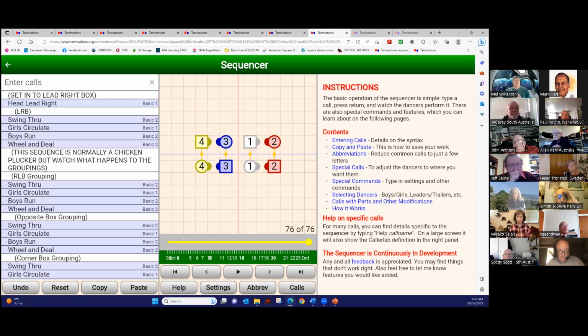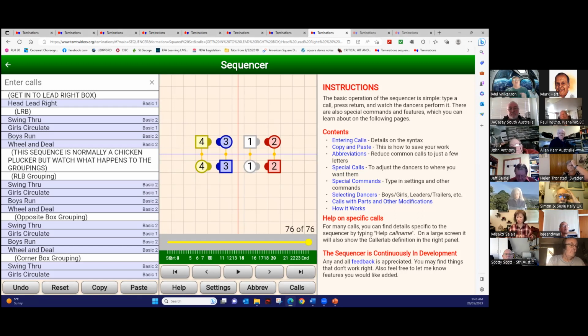There's your zero box to zero box, or your box zero module. You've got your magic module: swing through, girls circulate, boys trade, boys run, bend the line, which is your conversion from a zero box to a zero line, or a corner box to a partner line, if you will.